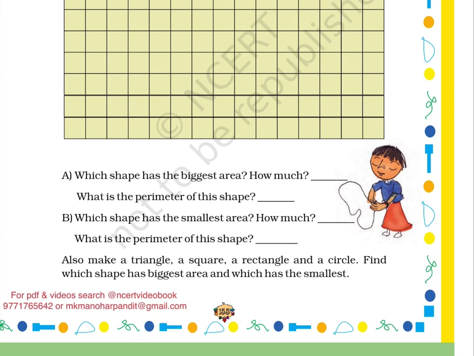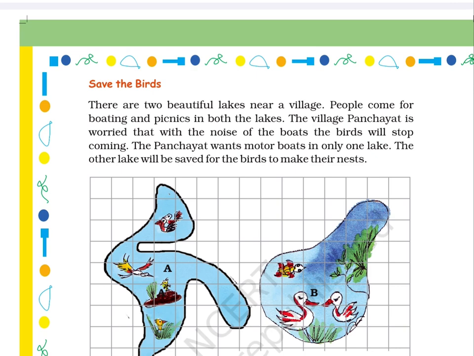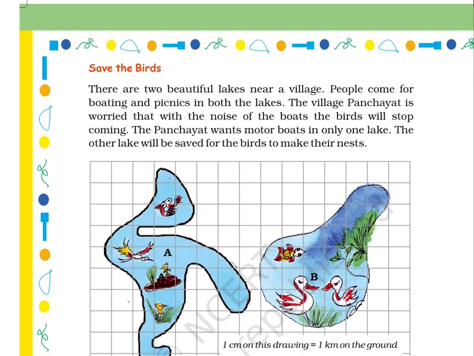Page 156. Save the birds. There are 2 beautiful lakes near a village. People come for boating and picnics in both the lakes. The village panchayat is worried that with the noise of the boats, the birds will stop coming. The panchayat wants motorboats in only one lake. The other lake will be saved for the birds to make their nests.